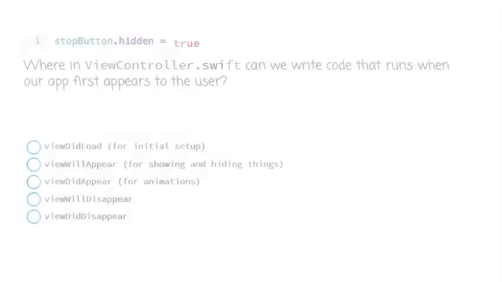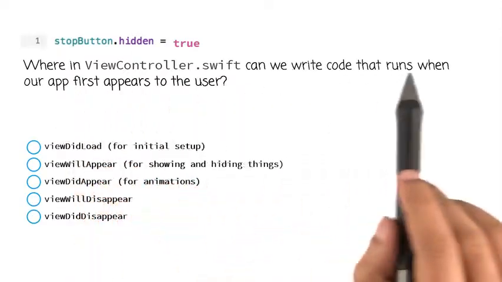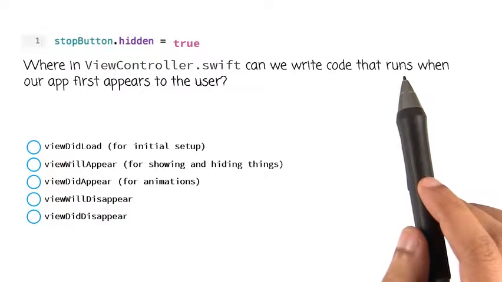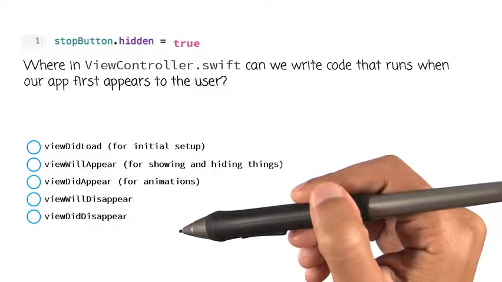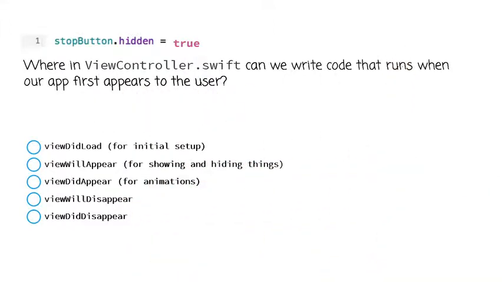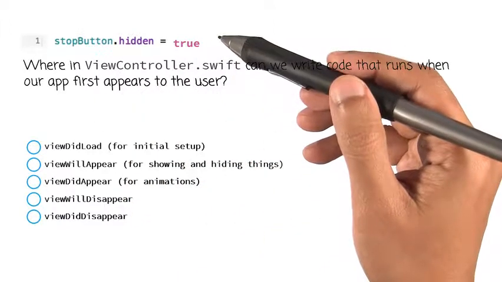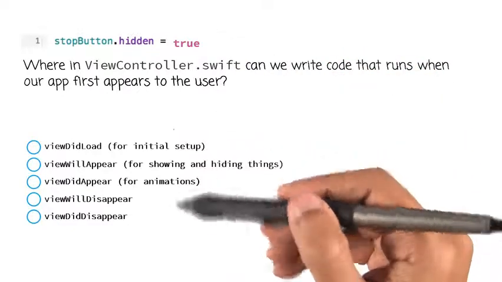Okay, so here I am at the question I asked previously. Now that we know a little bit more about these functions that run at different times in the life of a view, let's think about this question one more time. If you wanted to write this piece of code to hide the stop button, which method would you write this in?